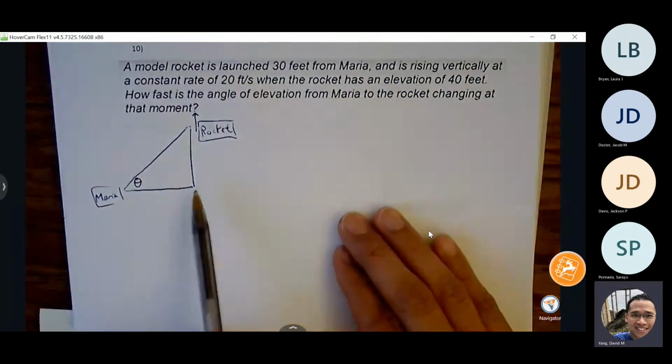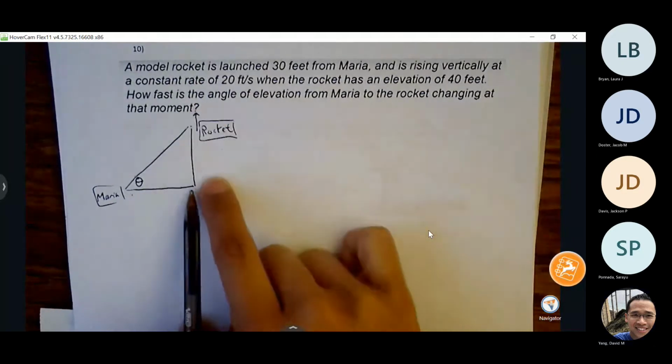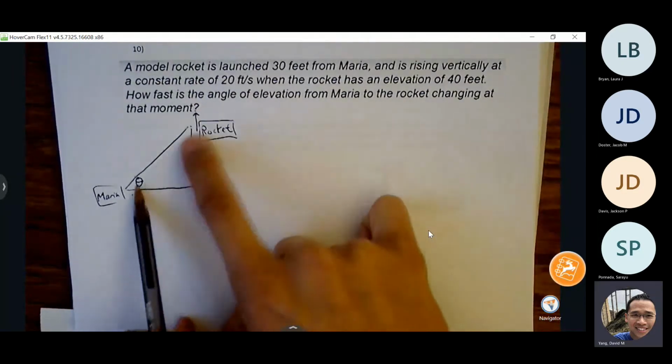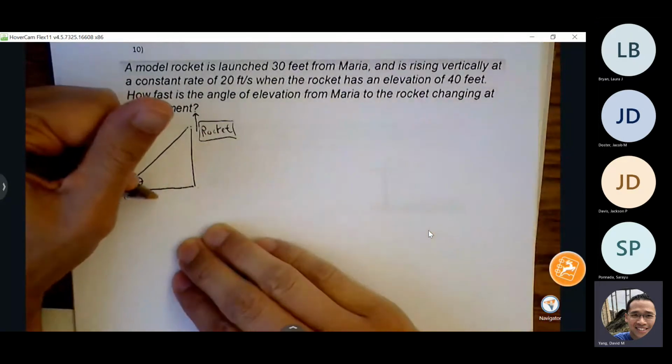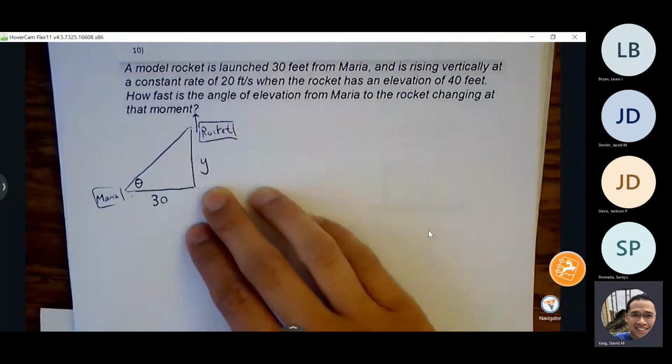Okay, the rocket is launched 30 feet from Maria. We know that this distance is not going to change, but we know this is changing and we know this is changing. So I'll call this 30. And we know that y is changing as well.